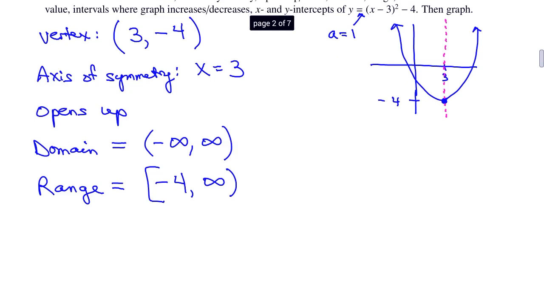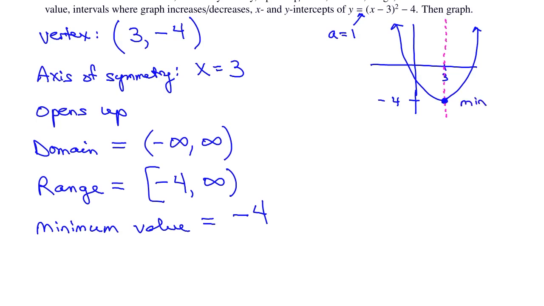Finding the range also tells me about the minimum value. We know it has a minimum value because the parabola opens up. And recall that the minimum value of a function is the y value at some point. So here is the vertex. That means it's going to be a minimum because it opens up, and the minimum value is -4.